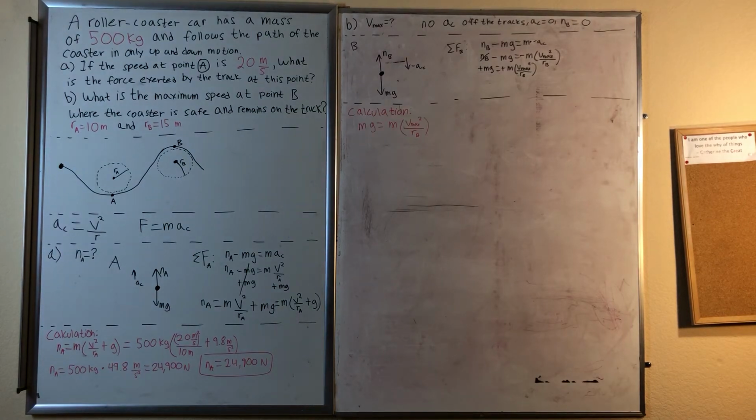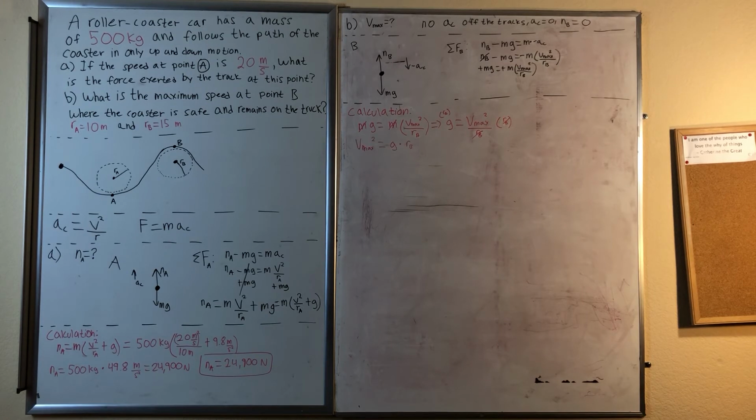Rewrite m times g equals m times v max squared over r sub b. There is an m on both sides, so we can cancel those out to get left with g equals v max squared over r sub b. Multiply both sides by r sub b, and cancel on the right side to get v max squared equals g times r sub b.